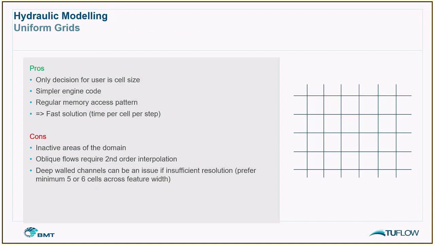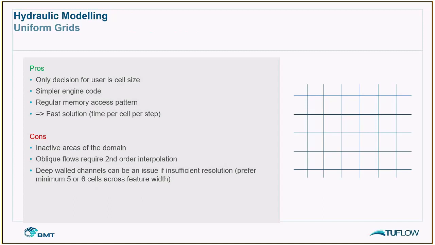This means that to represent any areas in detail, for instance, where there might be rapidly varying topography, where there's particular hydraulic features, or where particular flow paths require additional resolution, detail must be added everywhere within the model domain, even if it's not actually required.